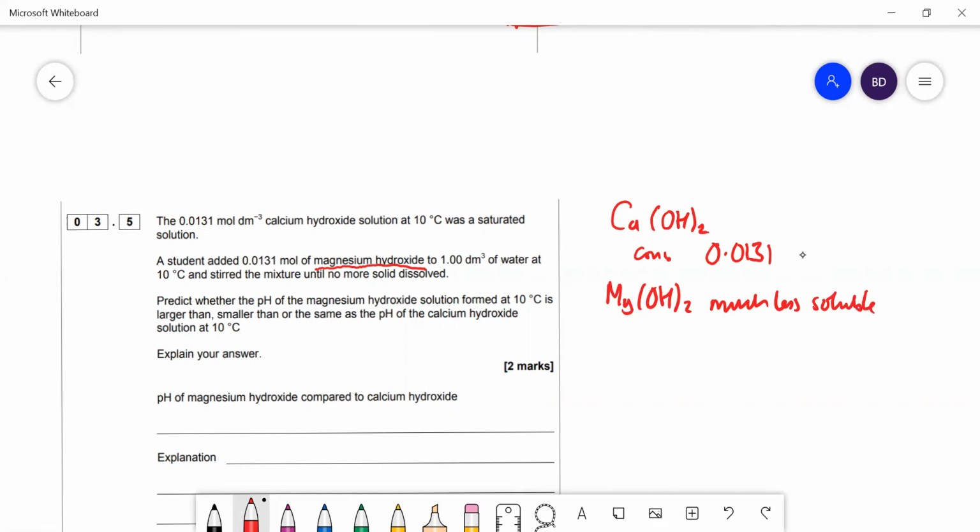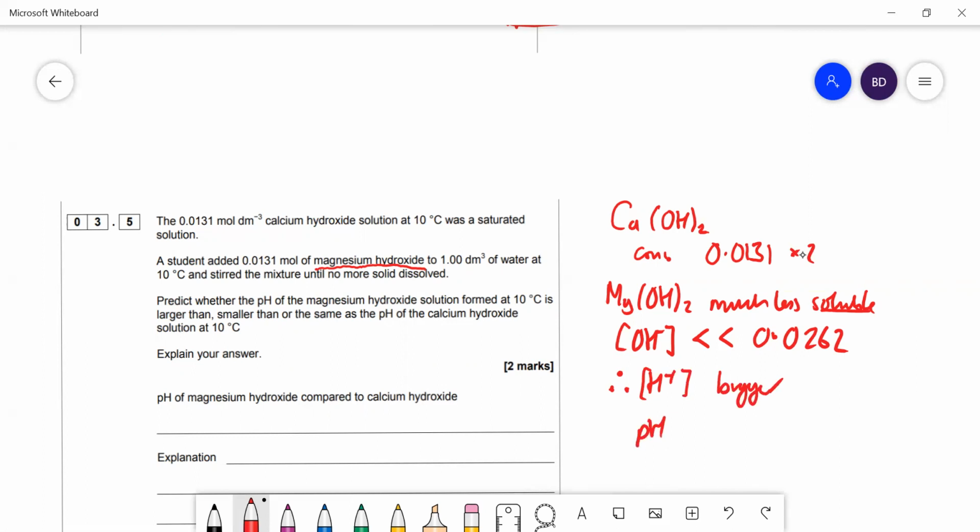So magnesium hydroxide is very insoluble. Barium hydroxide is fairly soluble. This is much less soluble. So the OH minus concentration here is going to be a lot less than it was in the calcium hydroxide. It was double that, wasn't it? 0.262. It's going to be way less than that. So that means that the H plus concentration is going to be bigger, so the pH is going to be lower. It wouldn't be 12.95. In fact, it'd probably be about 8 or something like that, much, much lower.